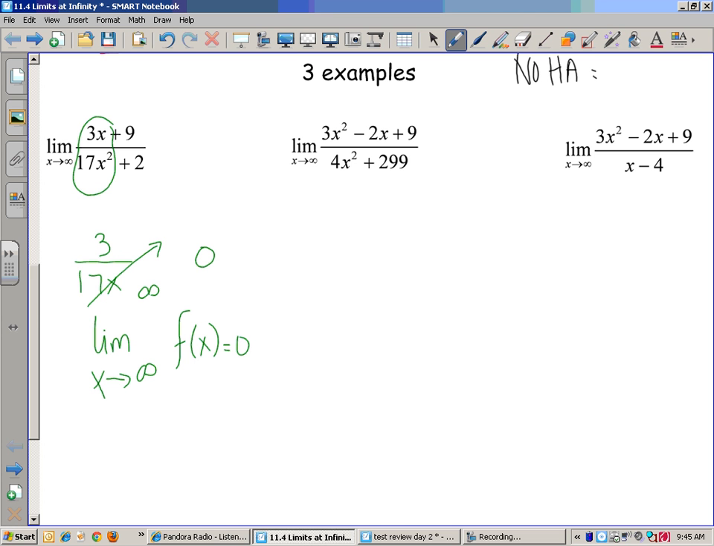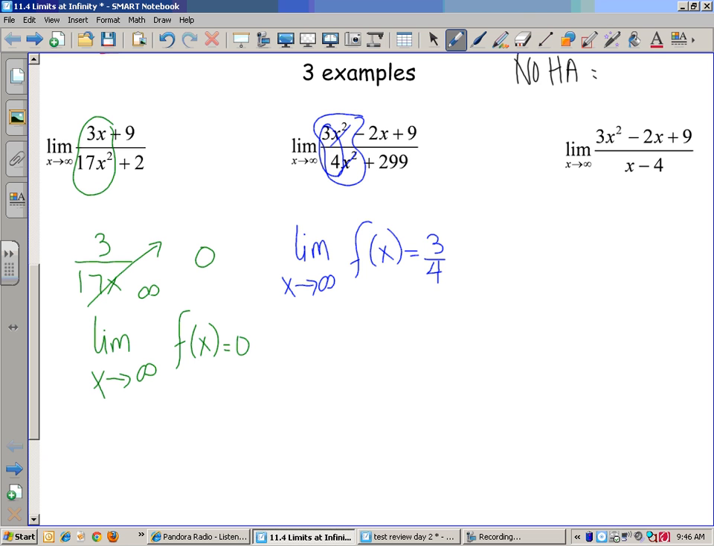Done. So now we come to example 2. And we say, oh, hey, look, these are of the same degree. So we can cross those out. And we can say now that the limit as x approaches infinity of that function is just going to be the ratio of the coefficients. In this case, 3/4.